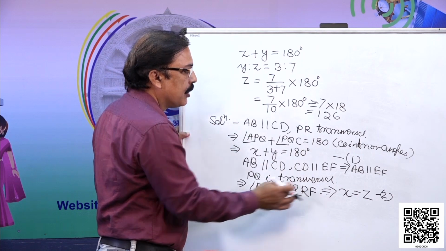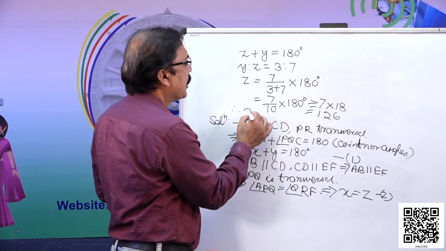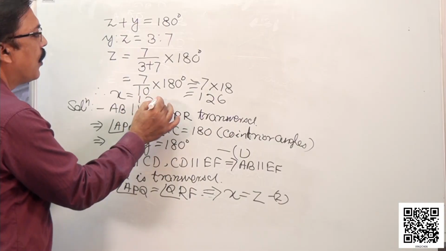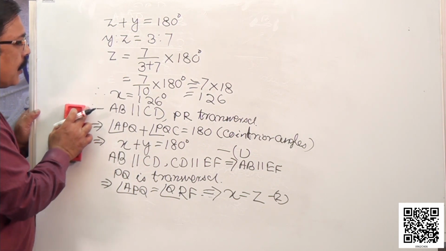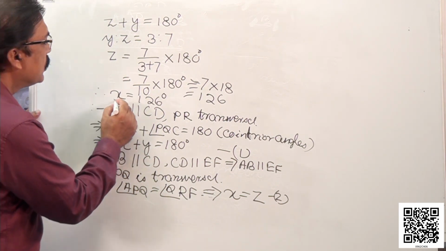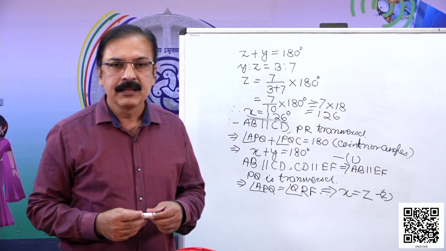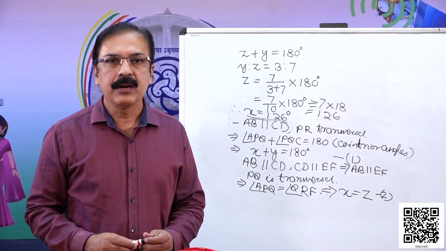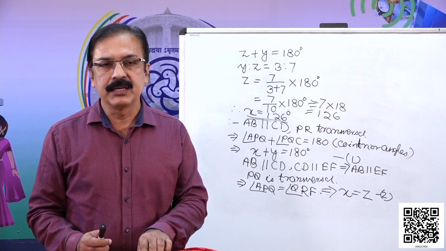Earlier we proved that X is equal to Z. Hence, X is equal to 126 degree. So, this is our solution. So, by applying the linear pair theorem and alternate angle theorem, we could solve it.